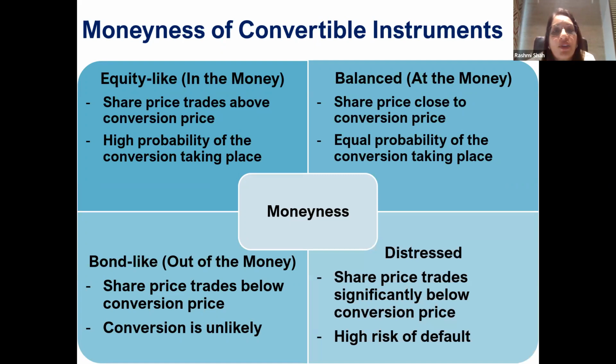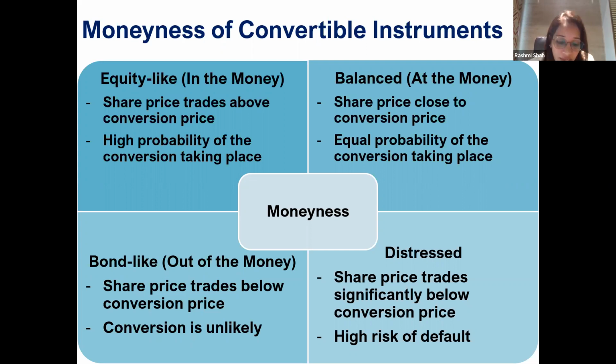Finally, a distress scenario, where the share price is at a very discounted price. It's much below the conversion price, and the risk of default of the issuer is extremely high. So it's likely that the holder may not even get his coupon and principal payments. So these are the four categories of moneyness when it comes to convertible instruments. It can be equity-like, debt-like, balanced, or distressed.